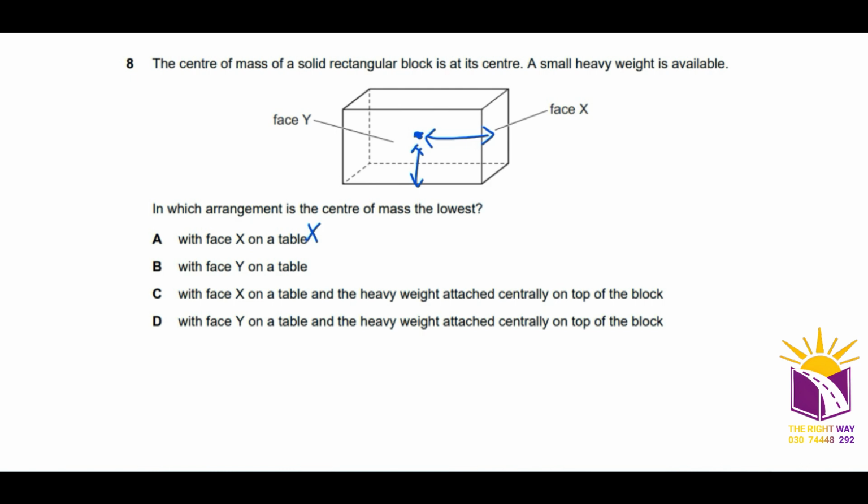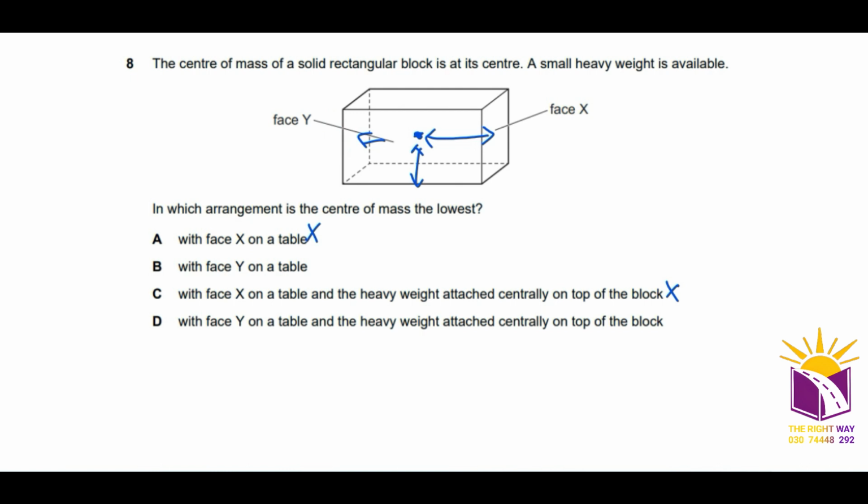With face X on the table and a heavy weight attached centrally on the top of the block, if a weight is placed over here, more mass will be there. For X it will be placed over here. You have to consider it horizontal. So the center of mass will be shifted upward because more mass is concentrated on the upside. So it is also wrong. The center of mass will be up for this purpose.